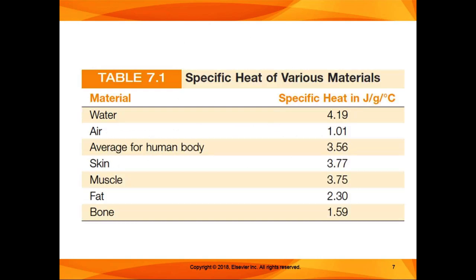Anyway, so this is the specific heat of various materials. And this one is the heat is in joules per gram per degree Celsius. So how many joules does it take to heat up a gram of that material 1 degree Celsius? So water has a very high specific heat. Bone has a very low specific heat. Air has a very low specific heat. So air is not going to hold temperature. Water is going to hold it better. Skin is going to hold it better than bone. Okay, just comparison.